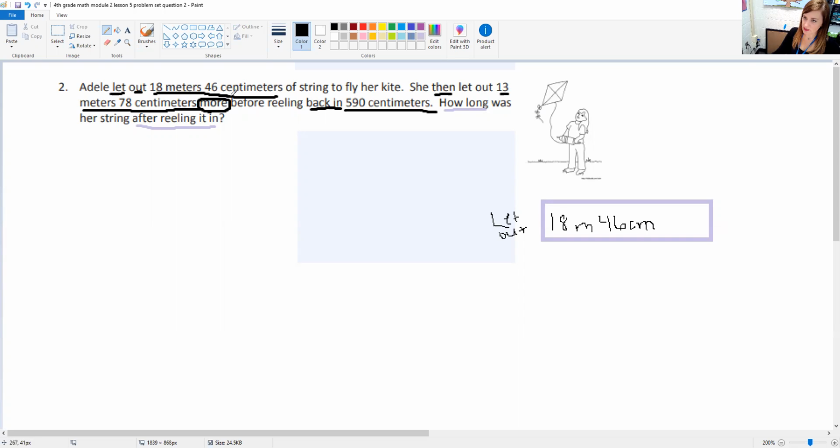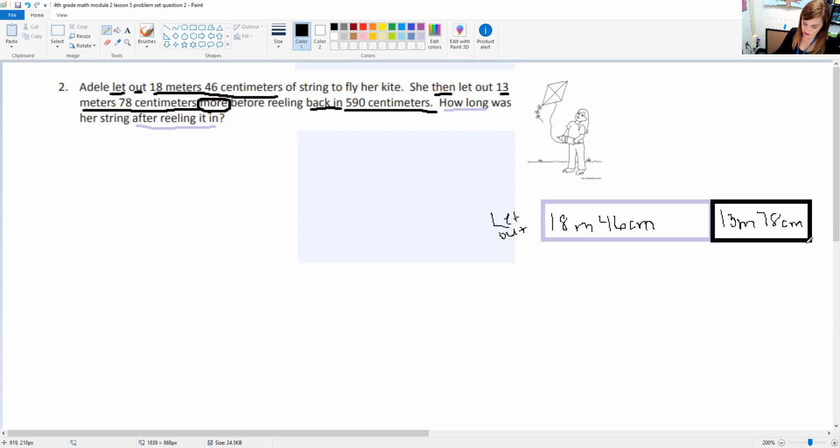But then if we look closely, it says, then she let out 13 meters, 78 centimeters more. So what does that mean? That we're going to add some more. So I need to make another box because we're going to add it to this one. She let it out a little bit more, right? So we're going to write that in there. And that was 13 meters, 78 centimeters.